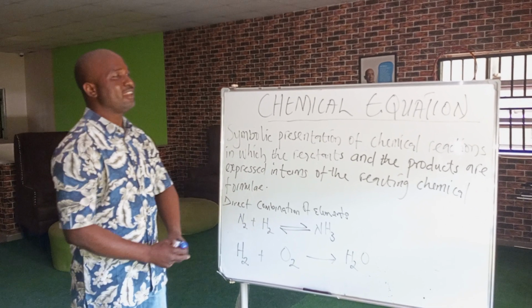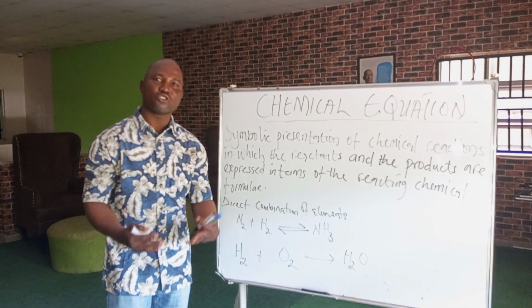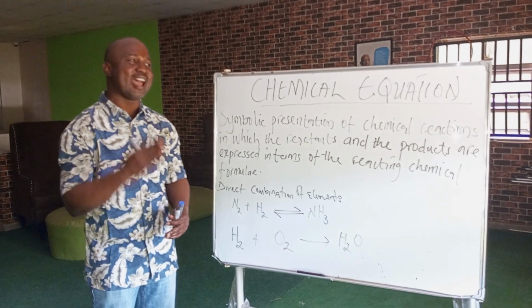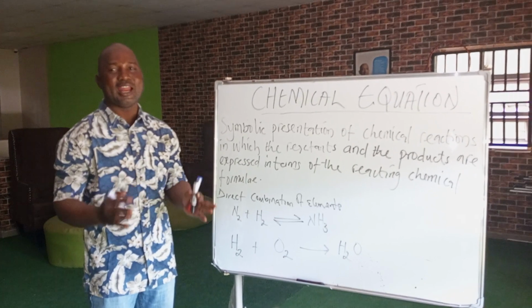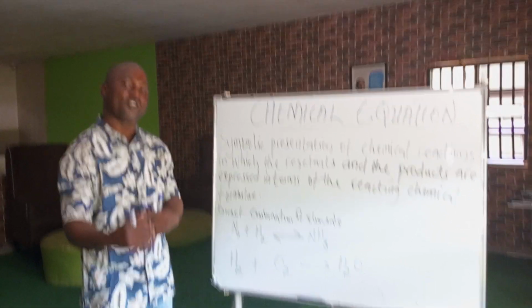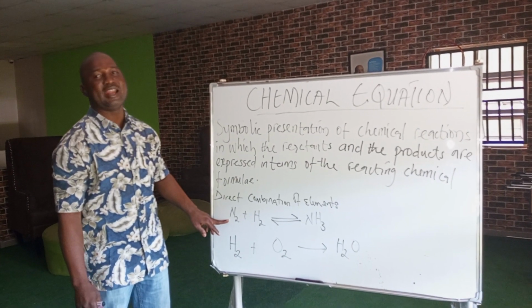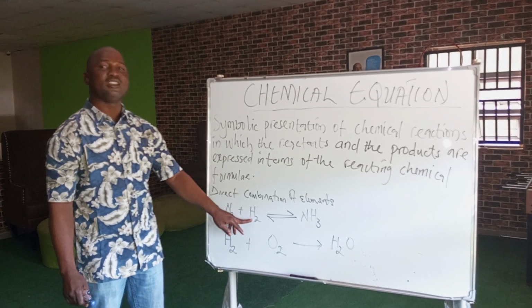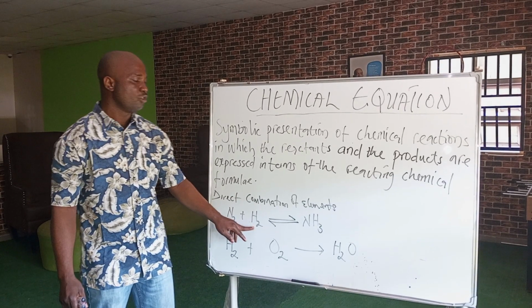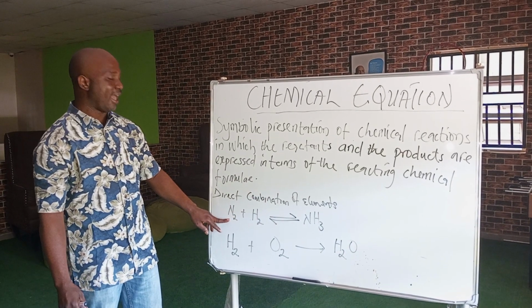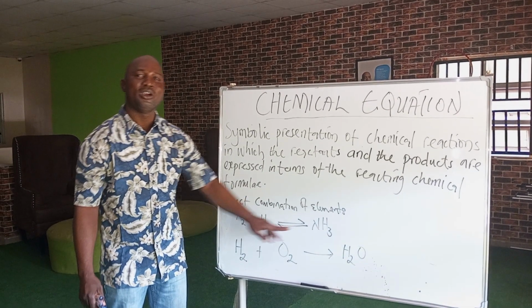Before you are able to write a chemical equation correctly, you must know the kind of reaction you are dealing with. For instance, today we'll be looking at direct combination of elements. When elements combine directly, they form a compound. An example of that is nitrogen plus hydrogen to give you ammonia.